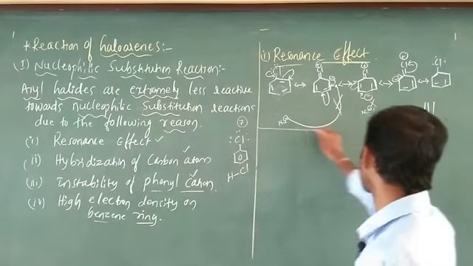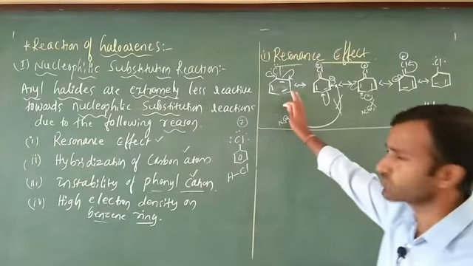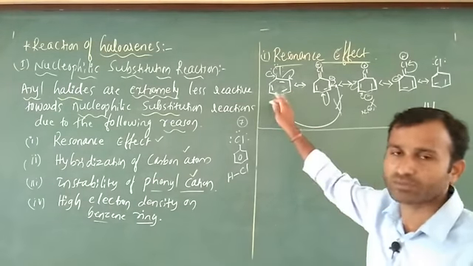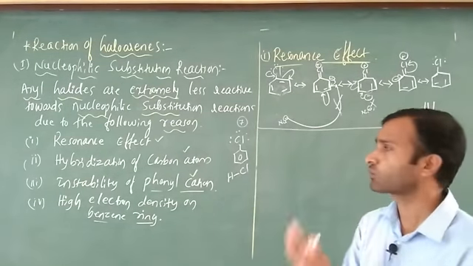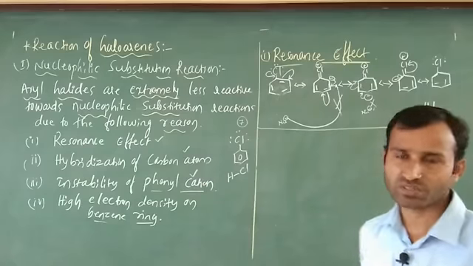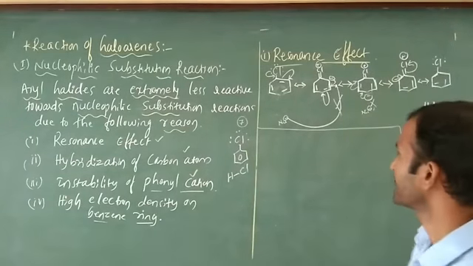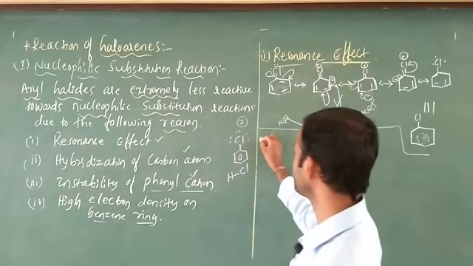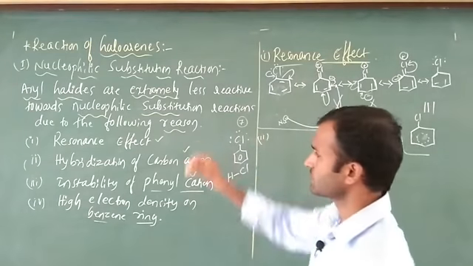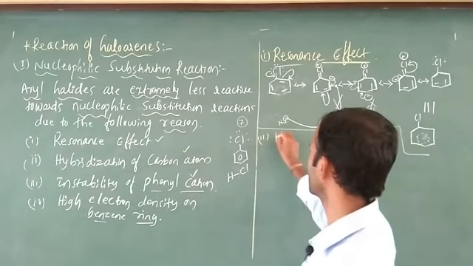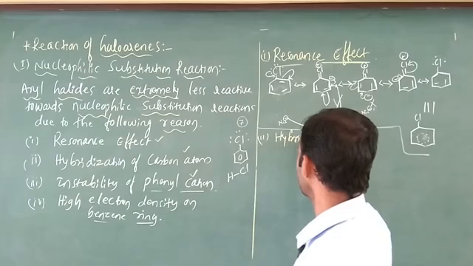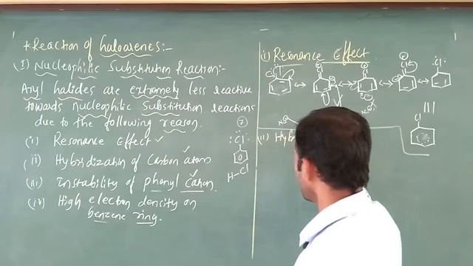The next, second one: in the PU board they are not going to ask you to write the mechanism of chlorobenzene and all those things. You just have to practice these 4 reasons for that question. Okay, the next one, the second one, is the hybridization. This is also important.